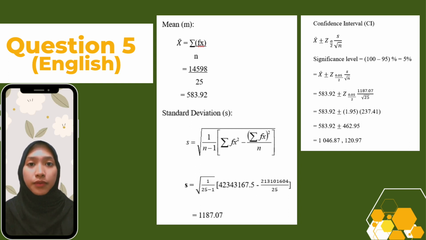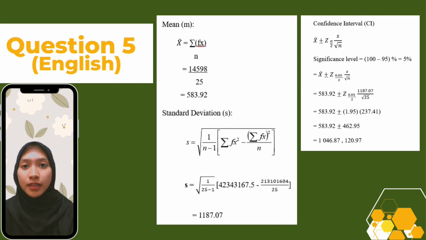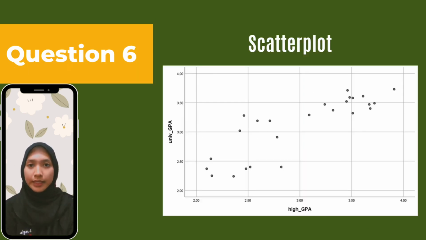So the confidence interval for this question are 1046.87 and 120.97. Next, I will explain the scatter plot of the relationship between the students' high school GPAs to their overall university GPAs. There is strong and significant relationship between the students' high school GPAs to their overall university GPAs.